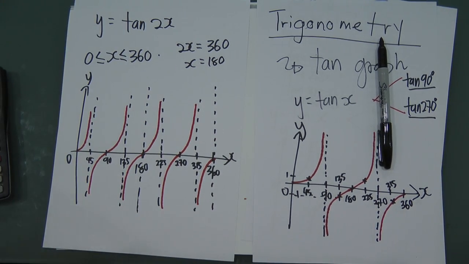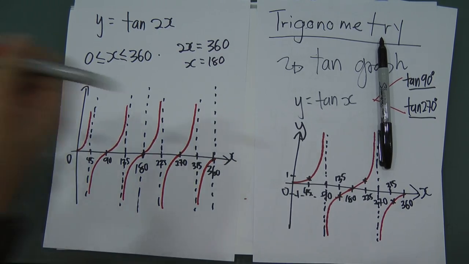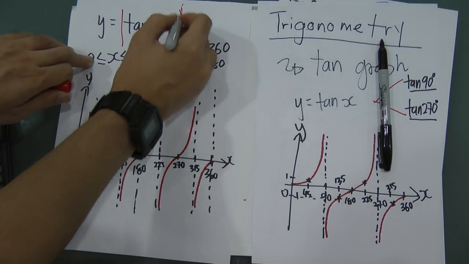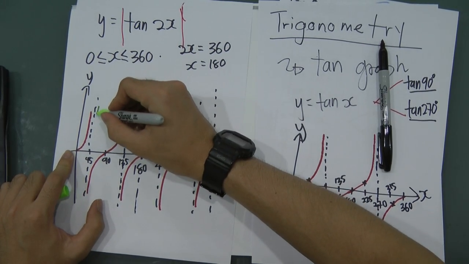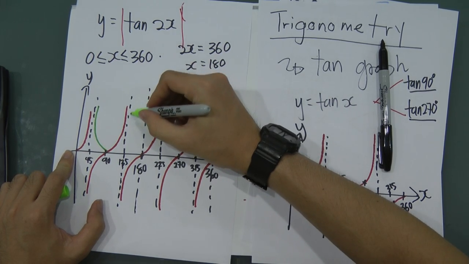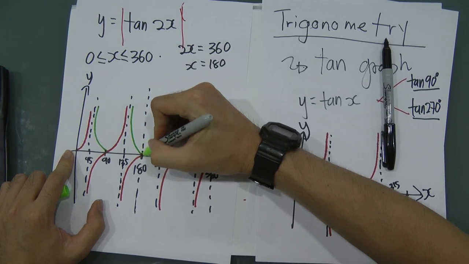So what happens if he adds a modulus symbol for you? Simple. All the negative part, you flip up, become positive.